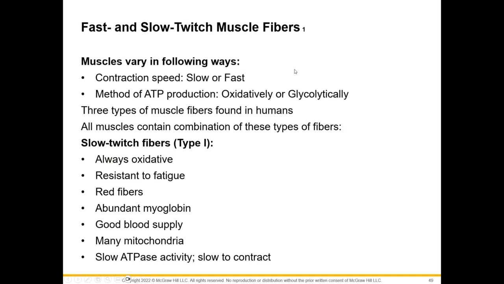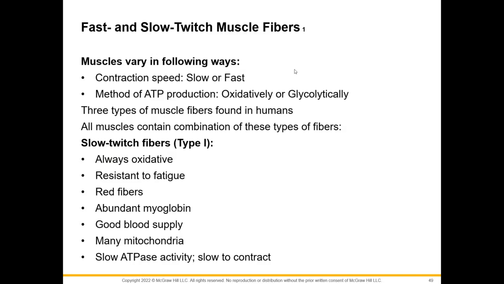Muscles do vary in many different ways. One, contraction speed, they can be slow or fast. The way that they produce ATP, we can say it's oxidative or it's glycolytic. There are 3 types of muscle fibers that are found in humans. All muscles contain a combination of the types of fibers.